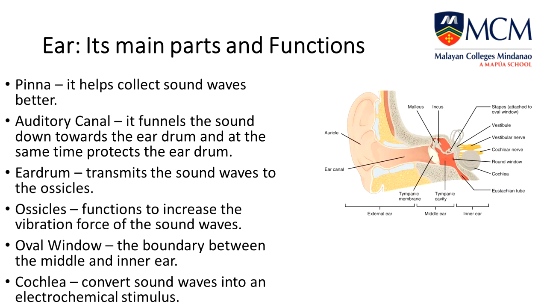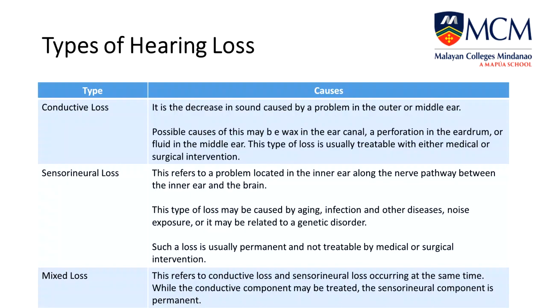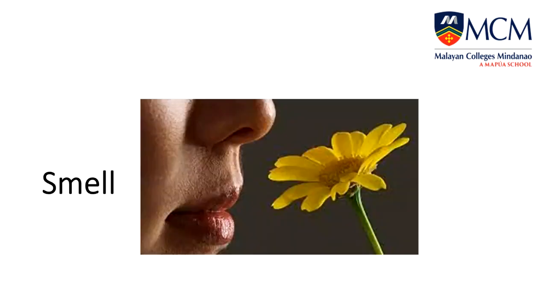Ear. These are the main parts and the functions. I will not discuss this thoroughly. Please read this in our PowerPoint presentation. Types of hearing loss. We have conductive loss, sensory neural loss, and mixed loss.